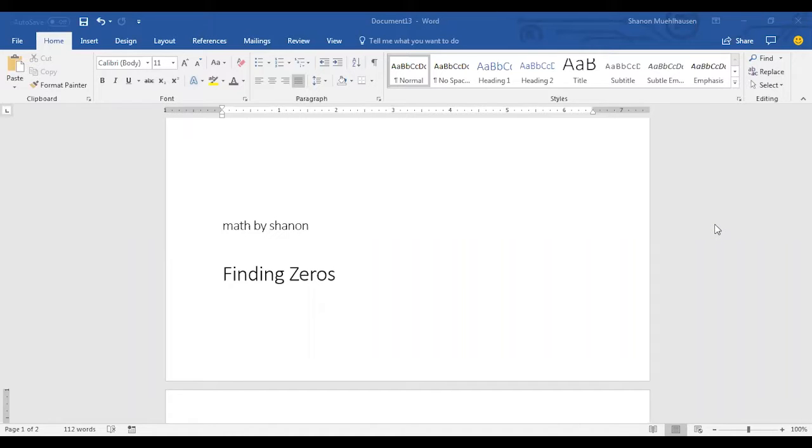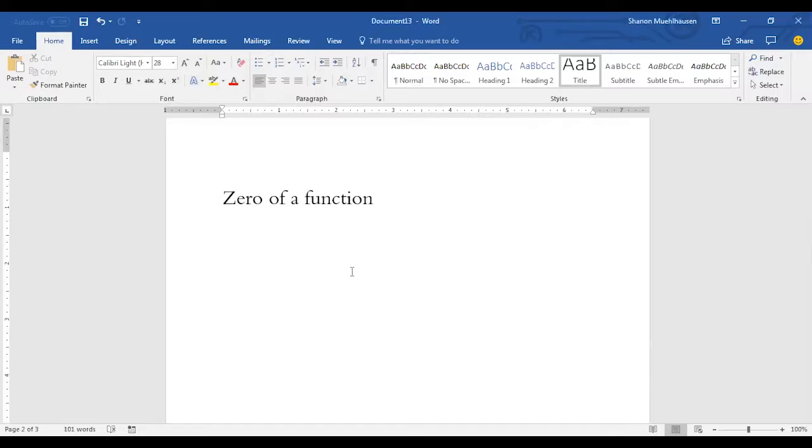Okay, today we're going to talk about finding zeros. The zero of a function is the x-intercept. It's the value of x that results in y being 0, or our function equaling 0. We're going to look at two different ways to find zeros, both graphically and algebraically.